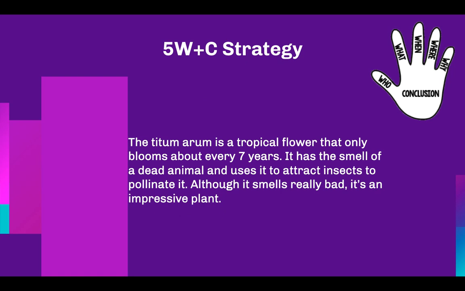The Tidum arum is a tropical flower that only blooms about every 7 years. It has the smell of a dead animal and uses it to attract insects to pollinate it. Although it smells really bad, it's an impressive plant. I basically gave you all the information that other long text had. It's just a lot shorter. It leaves out all the specific details about the process it takes to bloom, the types of insects that come, how they pollinate it, all of that stuff, right? I just got to the point. This is what your summary should look like.